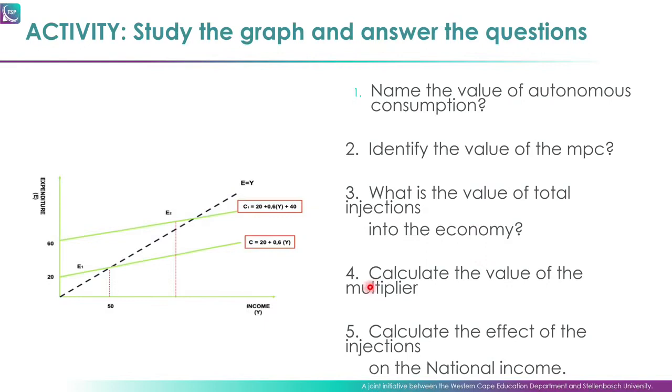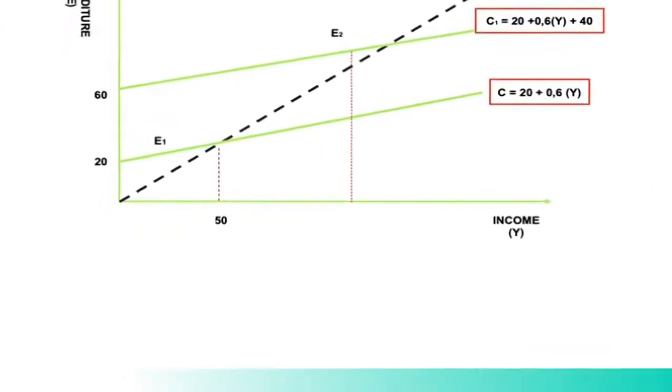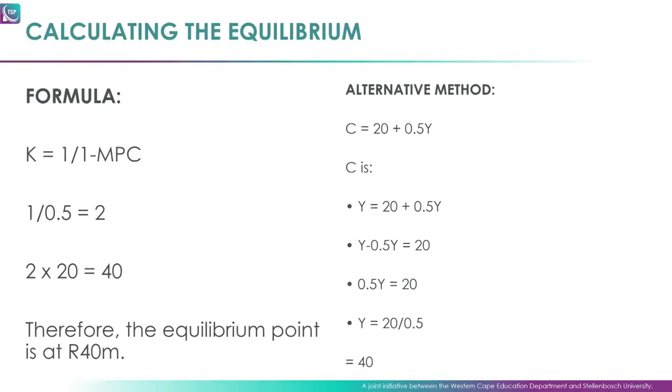Now they say calculate the value of the multiplier. If you remember, there were two methods that I showed you earlier on how to calculate the value of the multiplier. Let's just go back there. Remember I said this is the one you should use: 1 divided by 1 minus MPC. In this case, the MPC was 0.6, so your answer should read 1 over 0.4, right? So 1 divided by 0.4 gives you an answer of 2.5.